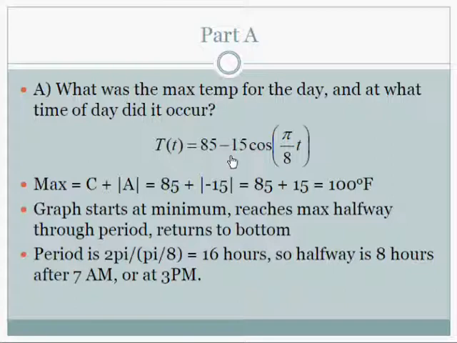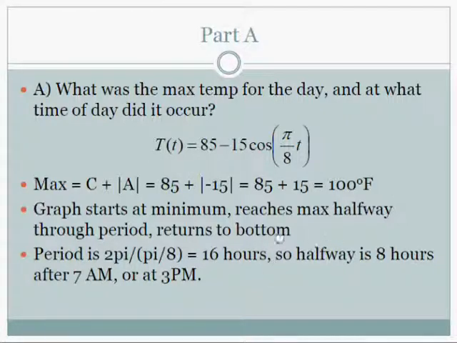Going through the graph, we know that it reaches the maximum temperature halfway through. We can evaluate the period by plugging b equals pi over 8 into the period formula. So we have 2 pi over pi over 8, which becomes 16 hours. So our period is 16 hours long, and halfway through that would be 8 hours. We went from our minimum to our maximum within a time span of 8 hours. So 8 hours after 7 a.m., you go 8, 9, 10, 11, 12, 1, 2, 3 p.m. That was the answer I was looking for in part A.